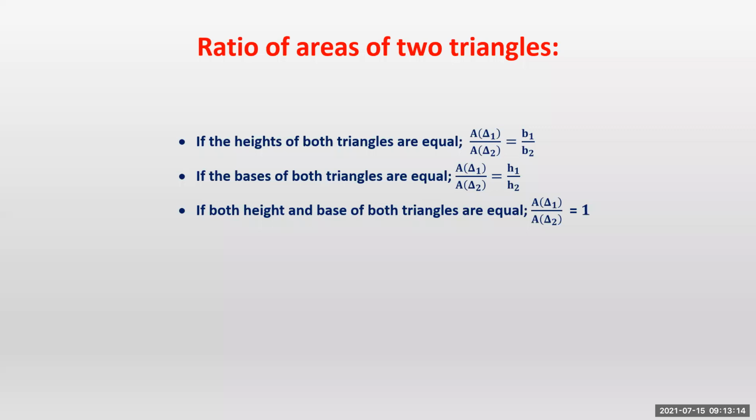Understand? So areas of triangle, when both height and base are equal, is given as area of triangle 1 upon area of triangle 2 equals 1. We'll shift area of triangle 2 to the other side, so it can be written as area of triangle 1 equals area of triangle 2. So their areas will be equal.